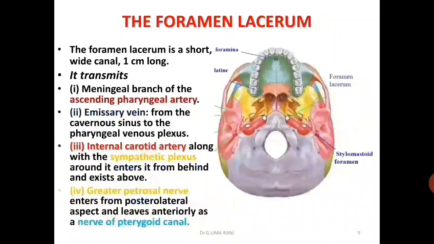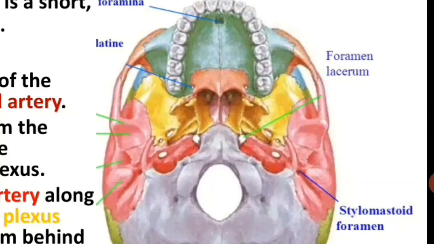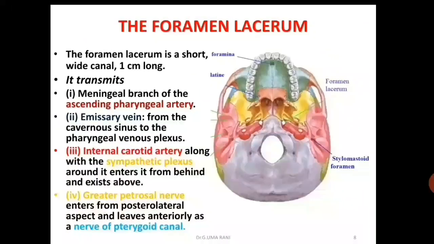So next is the foramen lacerum. You can see in this image of the skull that it is located in the petrous part of the temporal bone, the red color one. The foramen lacerum is located at the base of the medial pterygoid plate, and it lies at the junction of the sphenoid bone, the petrous part of the temporal bone, and medially the basilar part of the occipital bone.